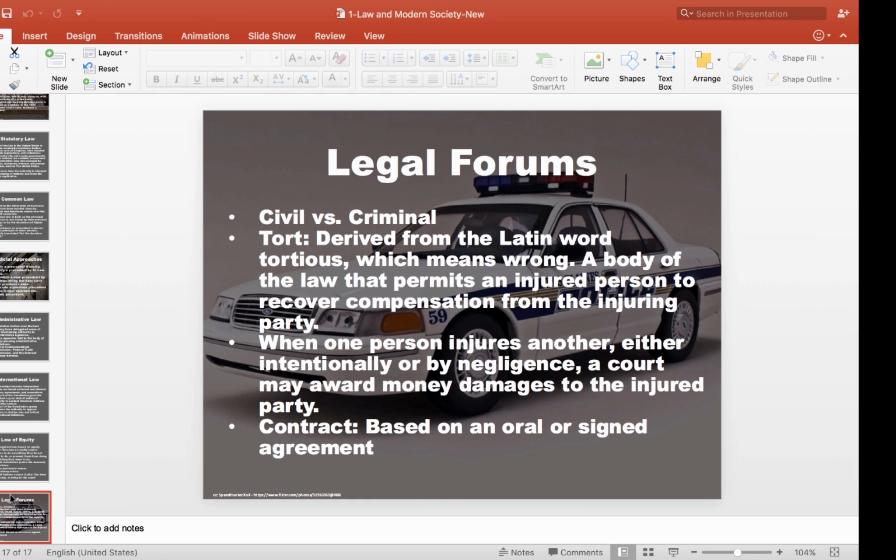Okay. Another one is when one person injures another, either intentionally or by negligence, a court may award money damages to the injured party. Also can be a libel case, but also could be a case where I was injured when you hit my car. And there wasn't any criminal act, but as a result, you hurt my neck and I can't walk well anymore. Okay, and then there's a contract which is based on an oral or signed agreement.